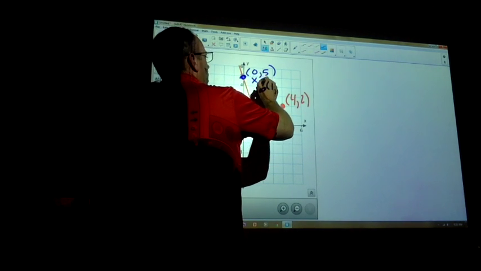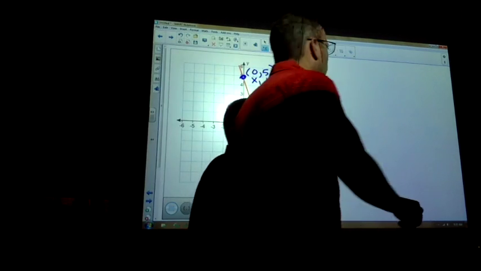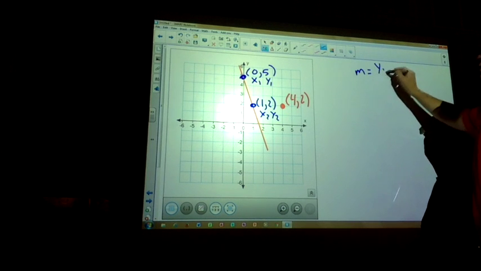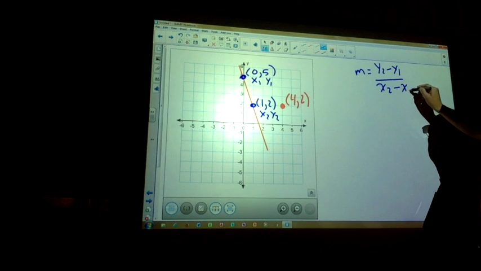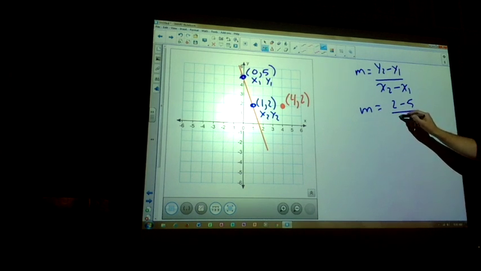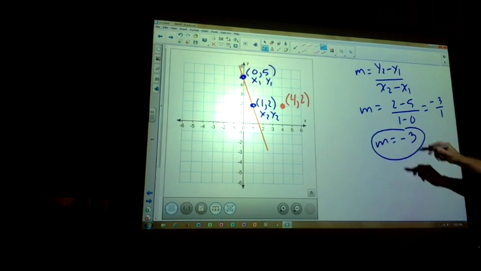So I'm going to call this x1, y1, x2, y2. What was the slope equation? I forget. Equation y2 minus y1. Okay, so let's figure out what the slope of that line is. So I have 2 minus 5 and 1 minus 0. What's that, negative 3 over 1? So negative 3.